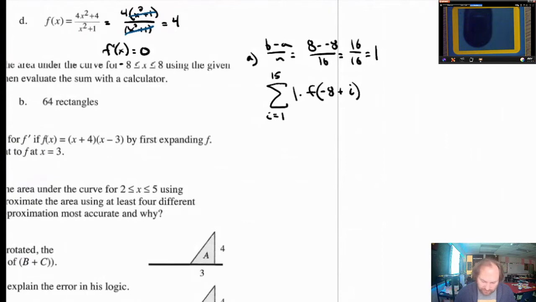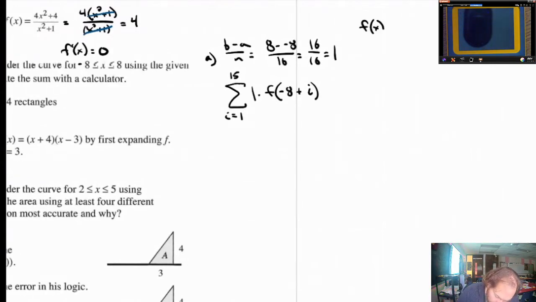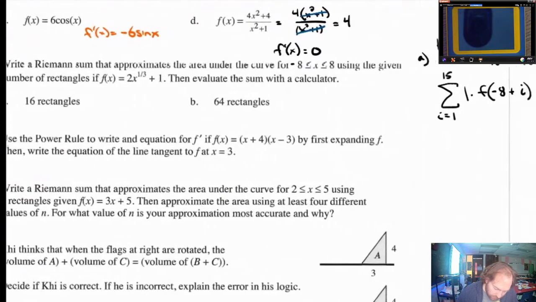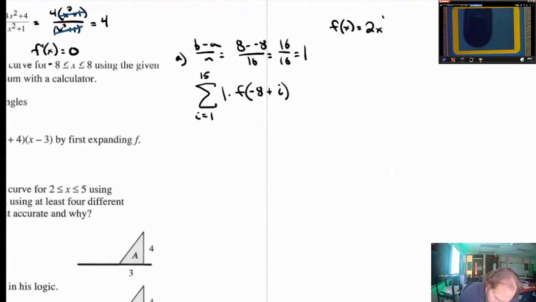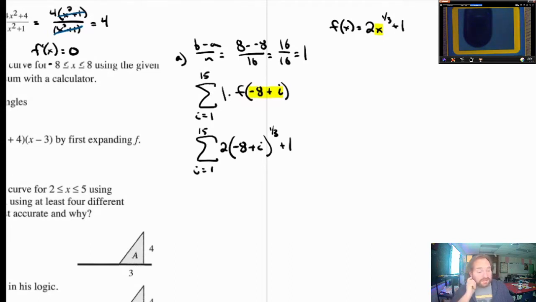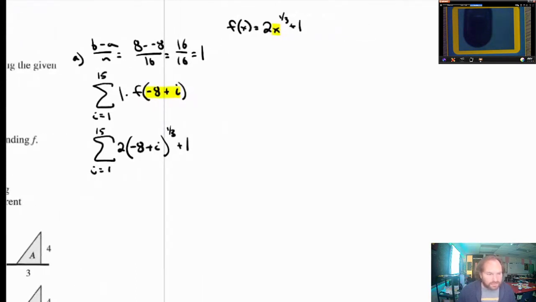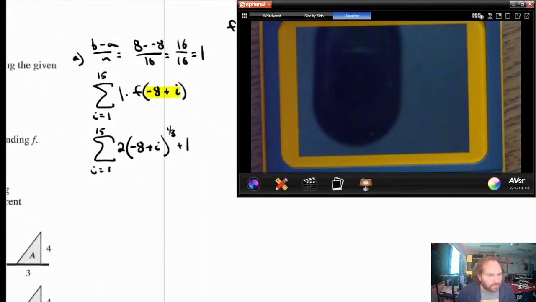Since our f of x in this problem is equal to 2x to the 1/3 plus 1, let's go ahead and plug this expression in to x, and we'll have something we can plug in our calculator. We'll have the sigma from i equals 1 to 15 of, honestly, this just works out because 1 times doesn't do anything. So this would just be 2 times, in parentheses, negative 8 plus i to the 1/3 power plus 1. Honestly, this is simple enough that we can just type this right on the main entry line of our calculator. We don't even have to use the y equals like we usually do.